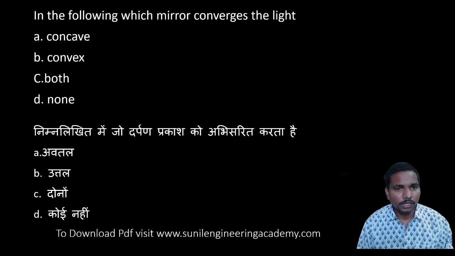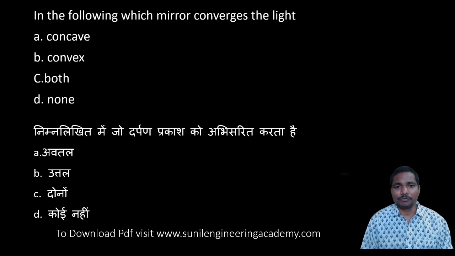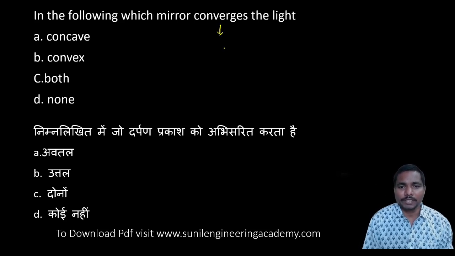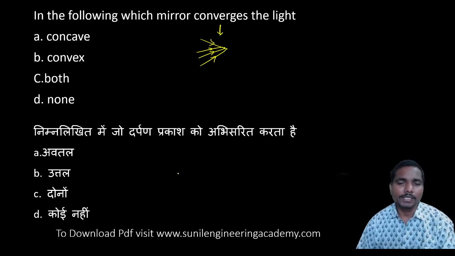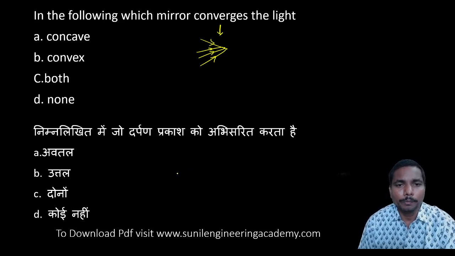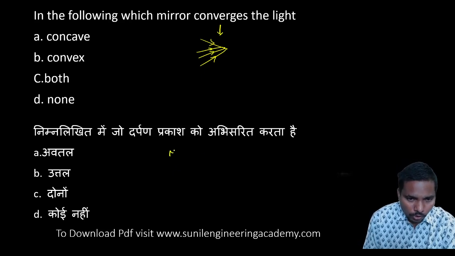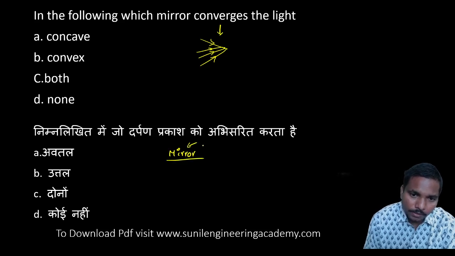The question: which mirror converges the light? We know very well converges means compresses. If the reflected rays meet at one particular point, then you can say that is converging. I want to give one simple phenomenon about mirrors and lenses. Mirror works on the reflecting principle. Light will be reflected.